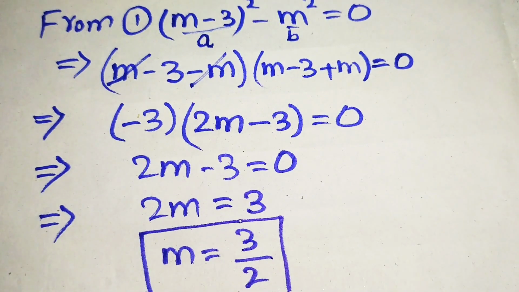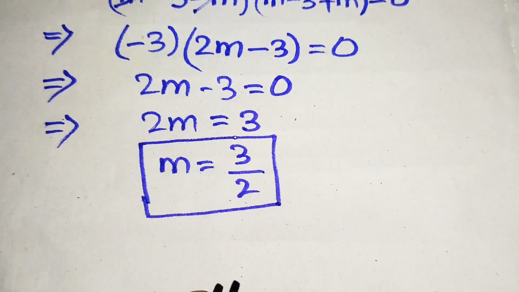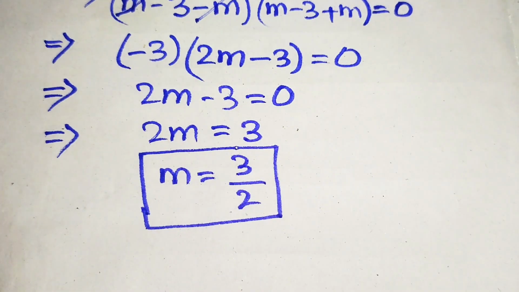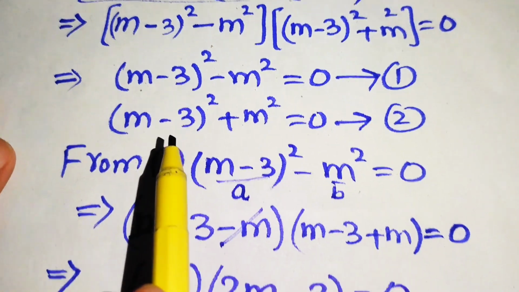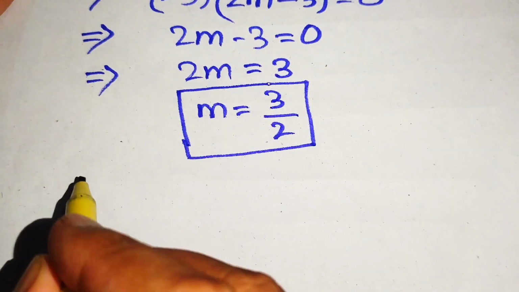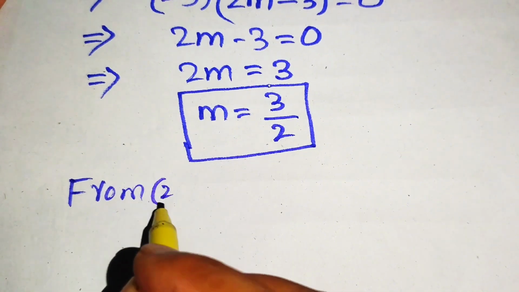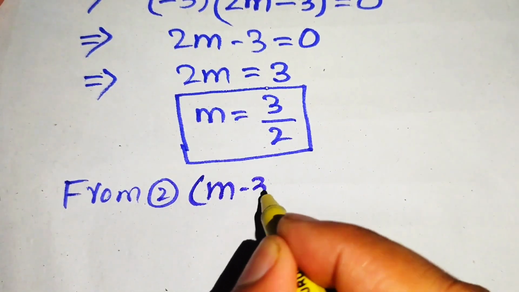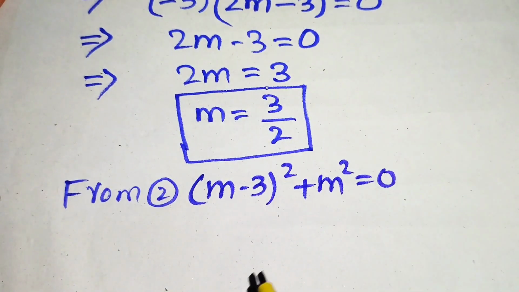So this is our first real root of this question, and now we need to solve equation number 2. Now we solve case number 2. First we copy down this statement. From equation number 2, we have (m − 3)^2 + m^2 = 0.